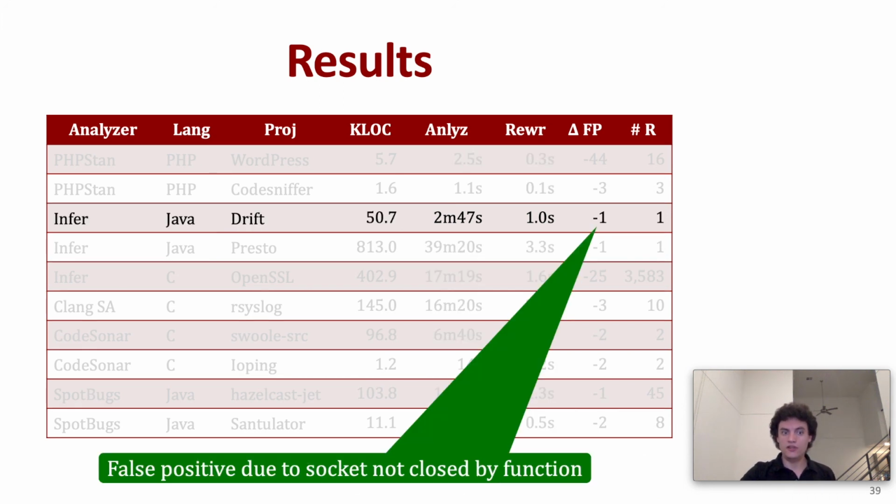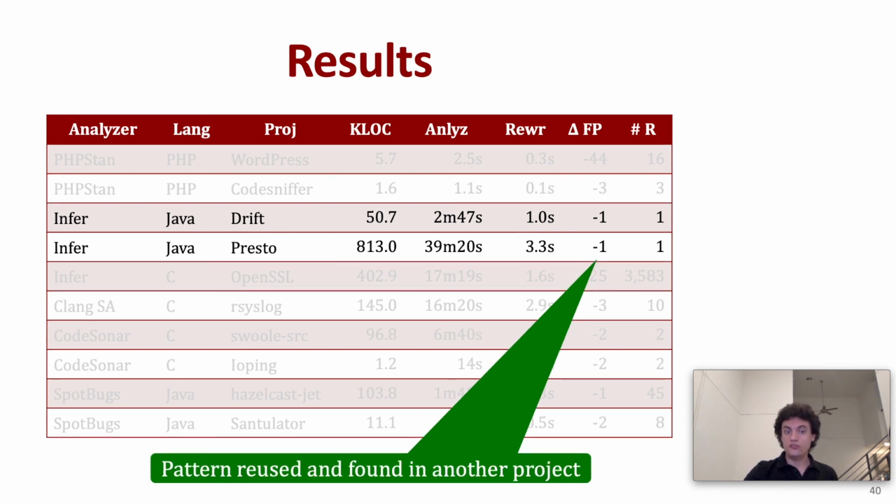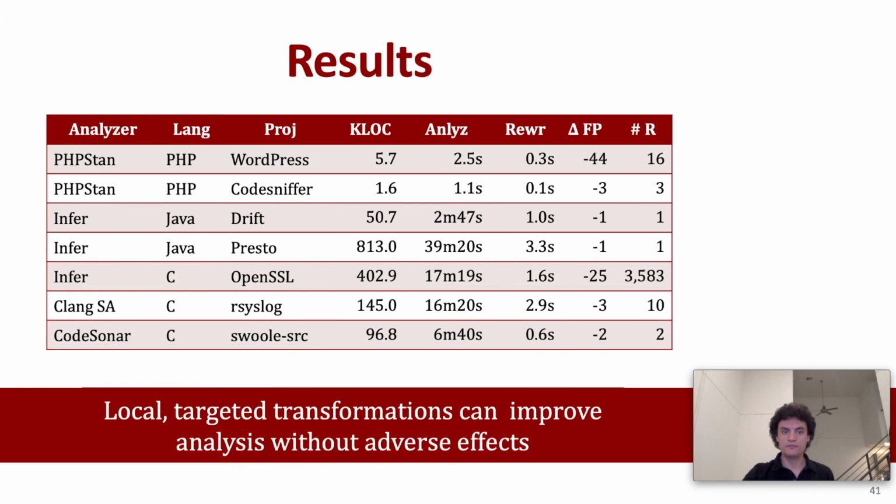One example that we show is that we can prevent a false positive from being reported by changing the code where it's not modeled that a particular socket is closed. And a very interesting property of our approach is that we can reuse the templates and patterns that we identified to prevent false positives and search for them in other projects. And so we found other instances of false positive inducing patterns that we could reuse and prevent in other projects. So the key takeaway is that these local targeted transformations can improve static analysis without adverse effects.